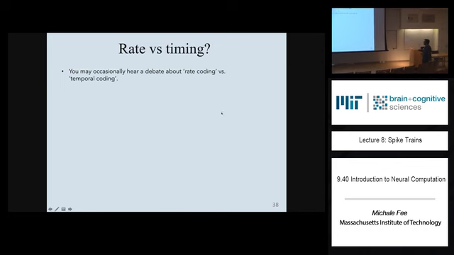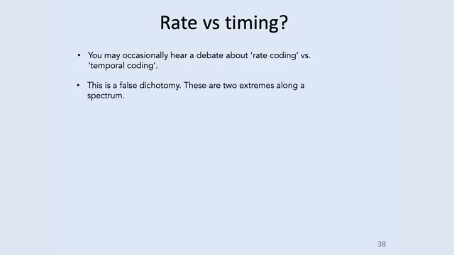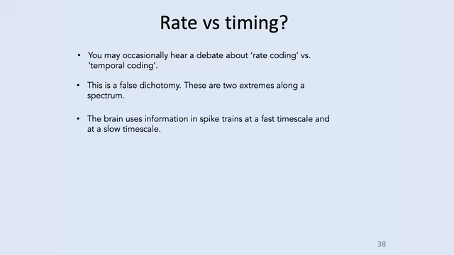So a common question that you often hear about neurons is whether they're coding information using firing rate or temporal coding, rate coding versus temporal coding. Really, this is a false dichotomy. You shouldn't think about neurons coding information one way or the other. These are really just two limits of a continuum. The brain uses information at fast timescales as well as slow timescales.